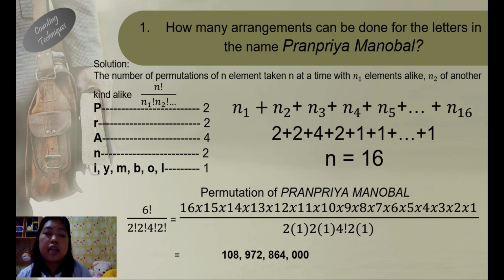So, we can get the answer of 108,972,864,000. So, we have 108,972,864,000 arrangements that can be done with the letters of Pranpriya Manobal.